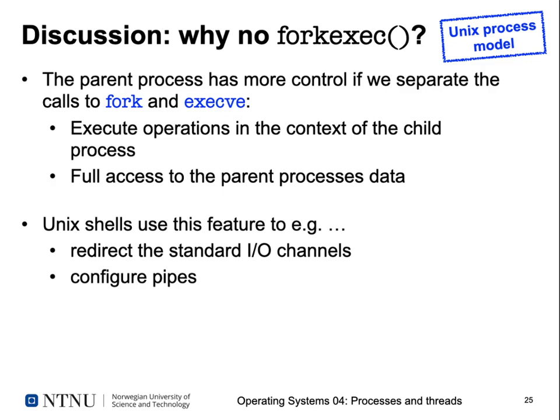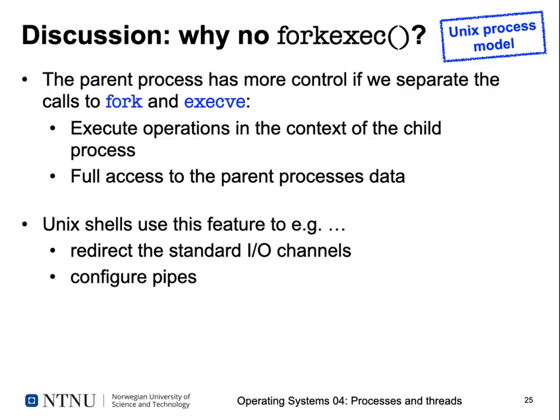So one thing we should discuss is, why is this actually separate? So why is there no joint function fork-exec or something? This is because we want the parent process to have more control over process execution. So if we have separate calls to fork and an exec function, we can execute operations in the context of the child process, even if this code originally comes from the parent process, and our child in turn gets full access to the parent process's data, which means you don't have to copy things over expensively if you don't explicitly want it. And this is a feature especially used by Unix shells.